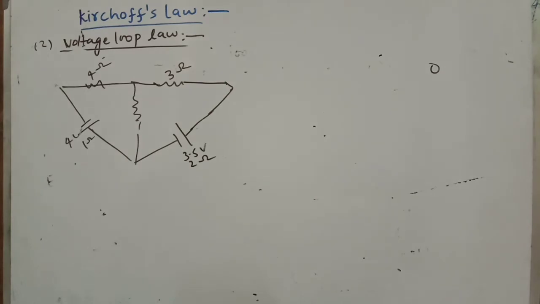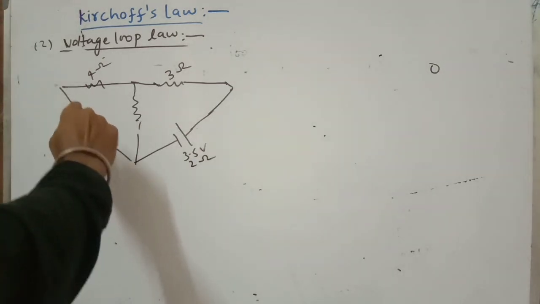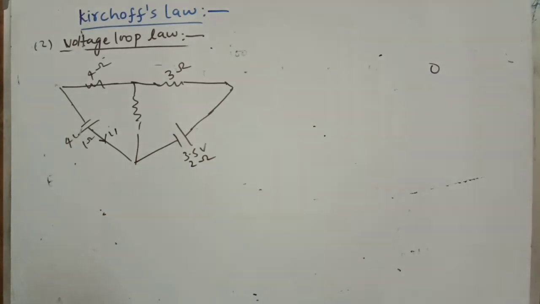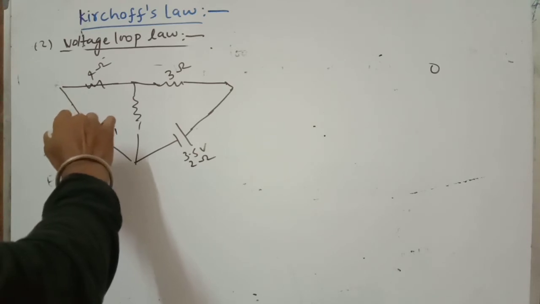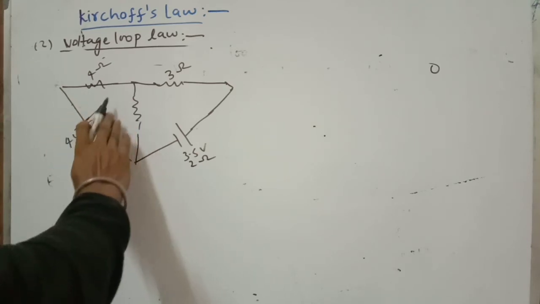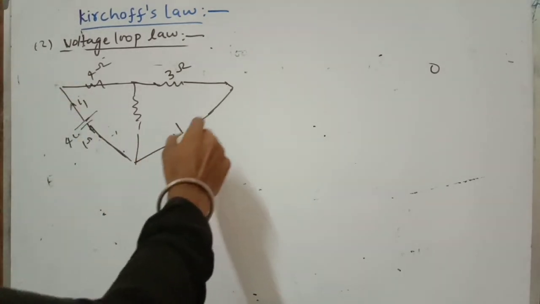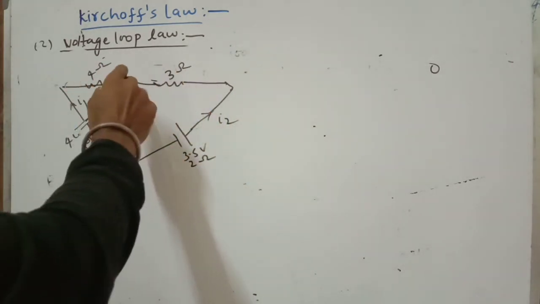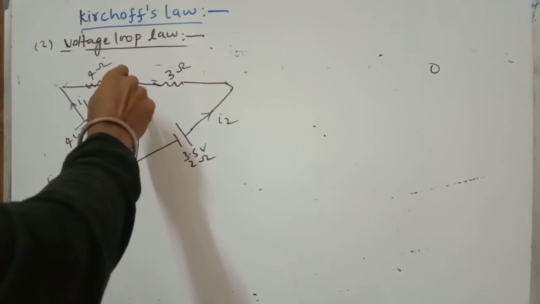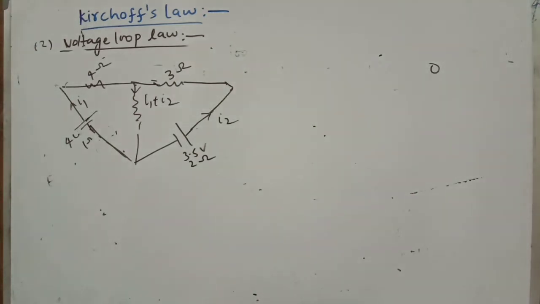So now find the current in every branch in the circuit. So how? First we consider I1 is the current drawn from this circuit. Let it be I1. From this cell we consider I2. It will be coming from here, entering at this junction, so the current leaving this junction we consider I1 plus I2.